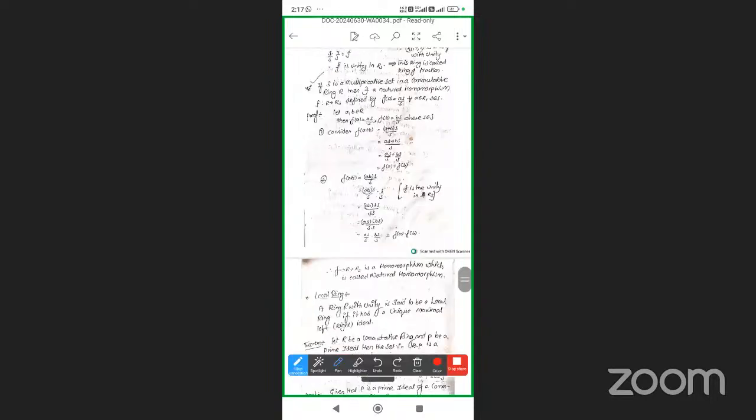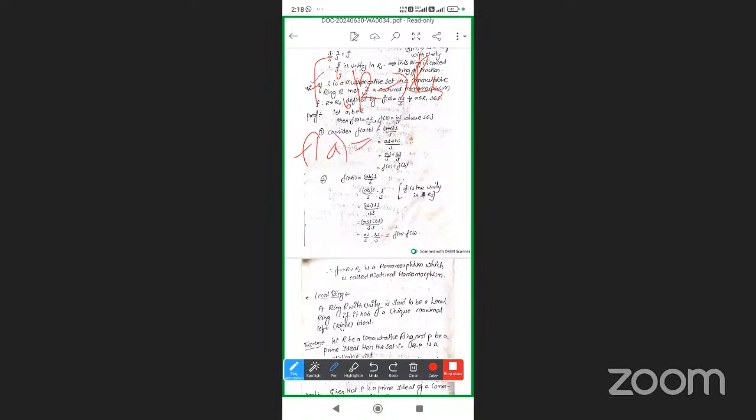S is a multiplicative set in a commutative ring R. Then there exists a natural homomorphism f mapping from R to RS defined by f of a is equal to aS by S, for all a belongs to R, s belongs to capital S. Proof. Let a, b belong to R.